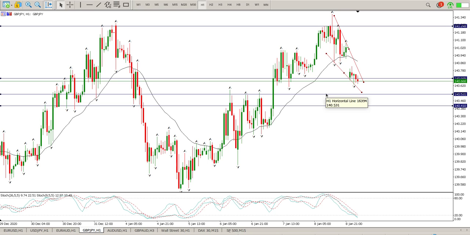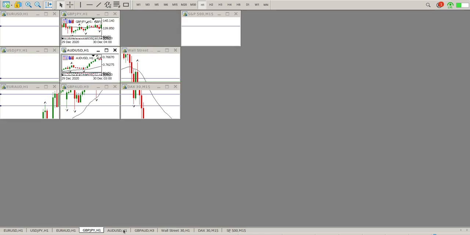Stops at the moment, there's nothing really here, so I'd be wanting to go on a break or a close above the pin bar there, for argument's sake. So I've got a stop area below the pin bar. This is definitely something I'm looking to buy into. So that's British pound, Japanese yen.